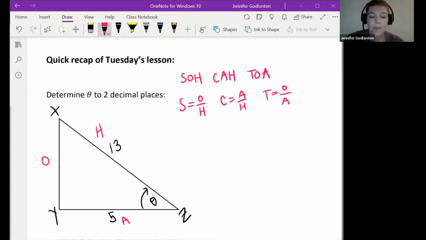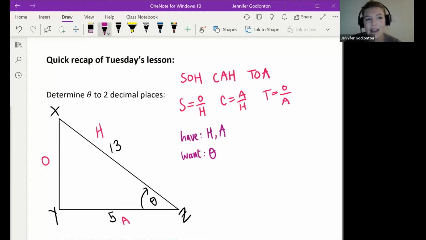And then we need to think about what we have. Let me just use a different color for this. We need to think about what we have and what we want. Okay, who can tell me what we have? Nokabonga? We have the hypotenuse, and the adjacent side. Good. And we want theta. Okay, so we have A and H and we want theta.